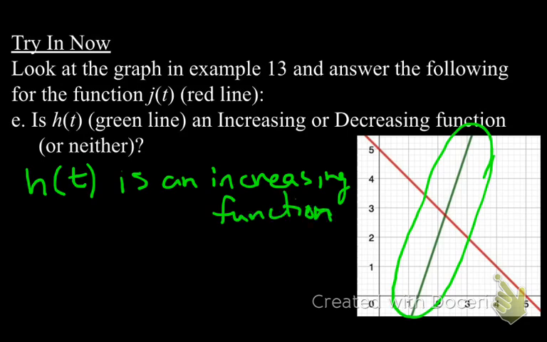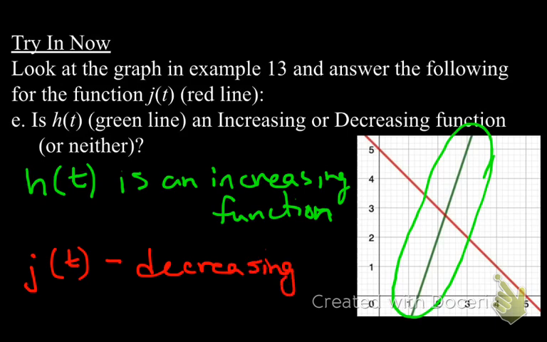Neither would be if it's just a horizontal line. Now let's quickly check j of t, since we're looking at these. If you look at j of t, you can see it's going down from left to right. So j of t would be decreasing. And with a line, it's easy to tell that because of the slopes.